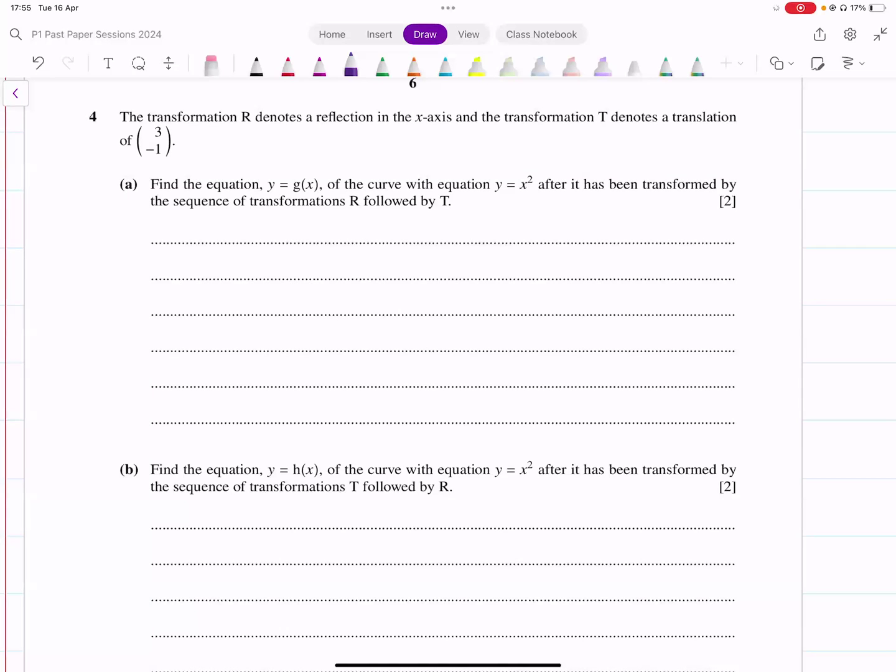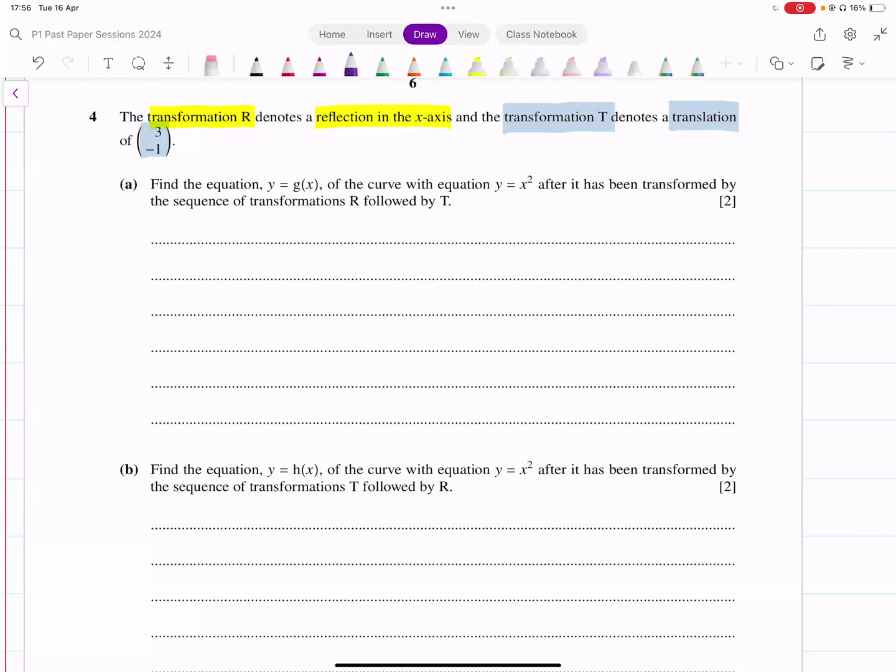Question number 4. Transformation R denotes a reflection in the x-axis, and the transformation T denotes a translation of 3 minus 1. So we have 2 transformations. Okay, these are two different transformations. Find the equation y equals g of x of the curve with the equation y equals x squared after it has been transformed by the sequence of transformations R followed by T. So first of all, you have to apply transformation R on this, and then you have to apply transformation T.